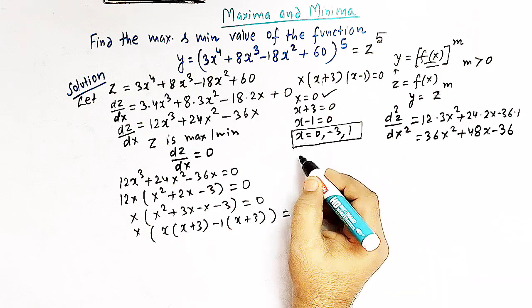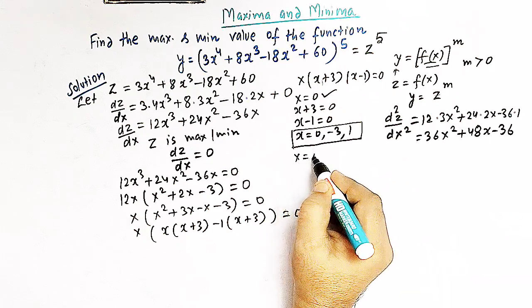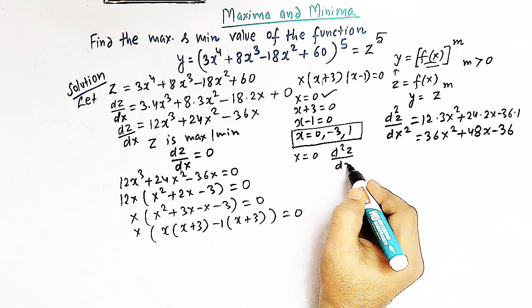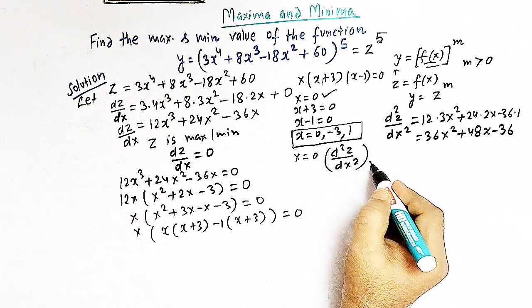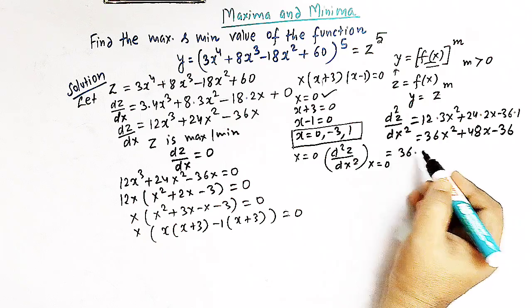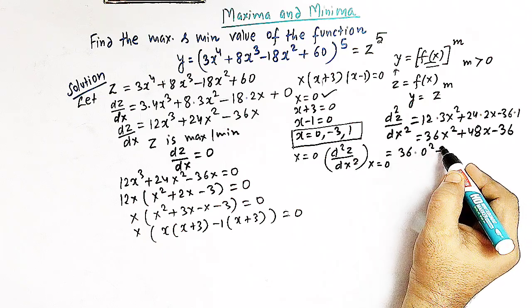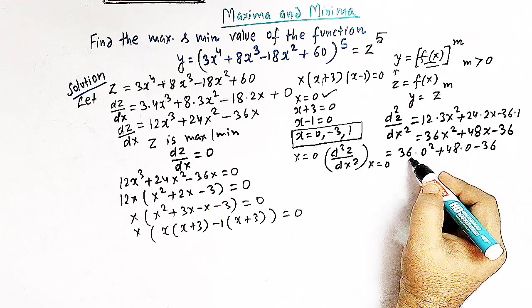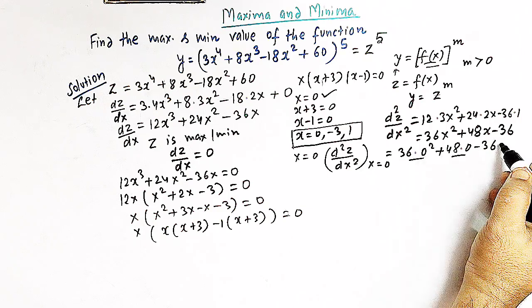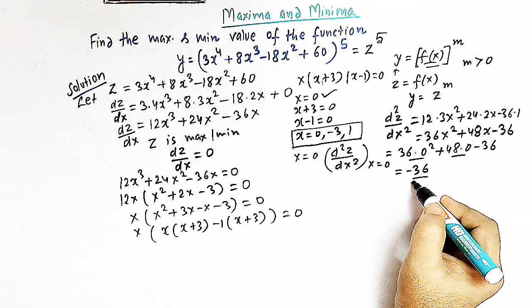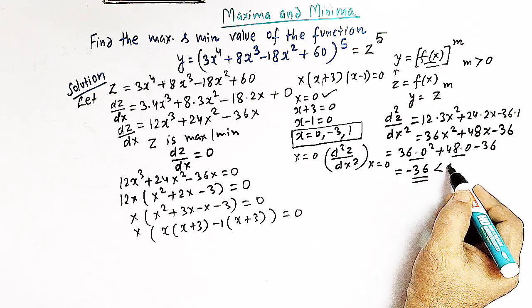Now let us first take x equal to 0 and find the value of the second derivative at x equal to 0. Here we have 36 times 0 squared, then 48 times 0, minus 36. So this term is 0, this is 0, so we have -36. Now this is negative, that is less than 0.